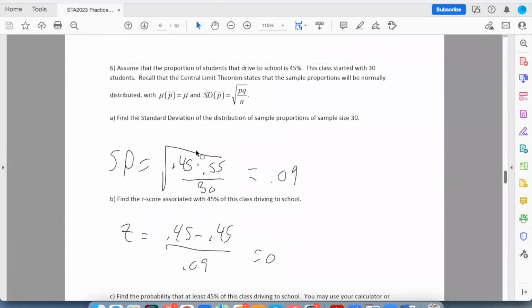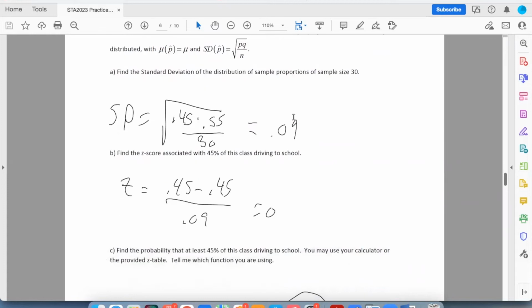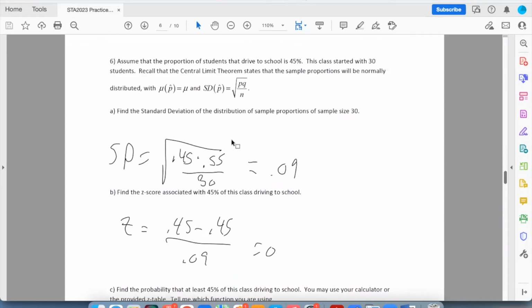Okay, now we're into central limit theorem. This was chapter 17. Here we're dealing with proportions. So we find our standard deviation, square root of pq over n. There's our p.